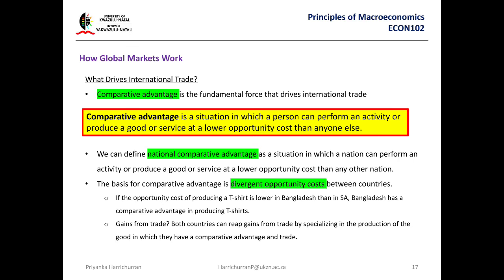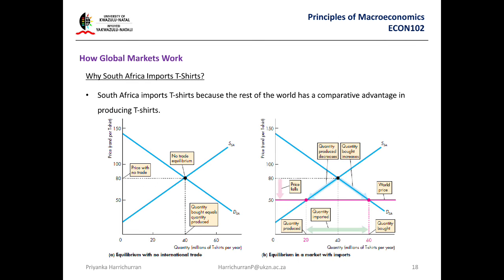How global markets work. Okay, comparative advantage. Comparative advantage means one country or a person has a lower opportunity cost of producing a good than another. We're going to do a calculation or a graph now. Okay, so let's do a calculation, right? When you get this question, they will ask you how much. So very simple, right?